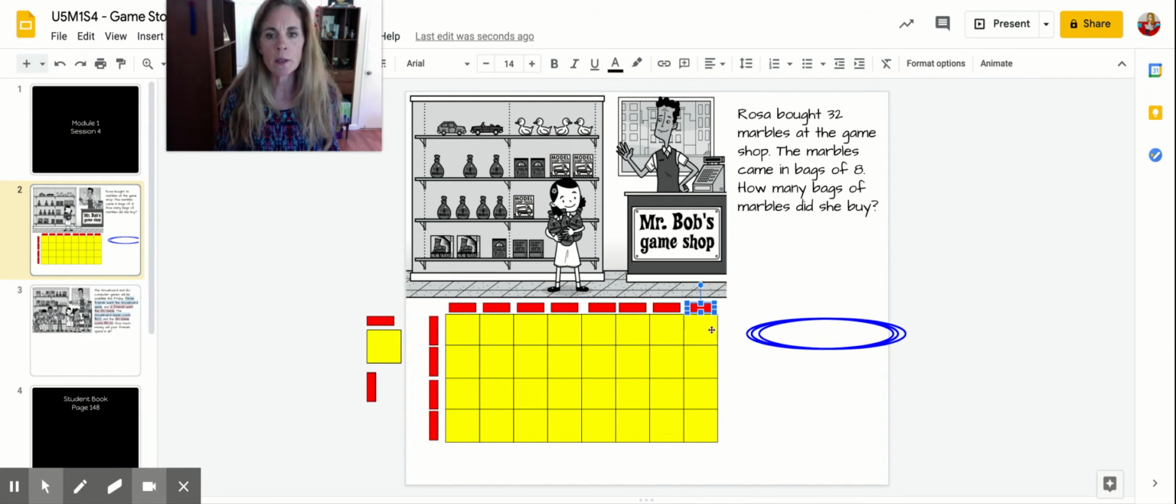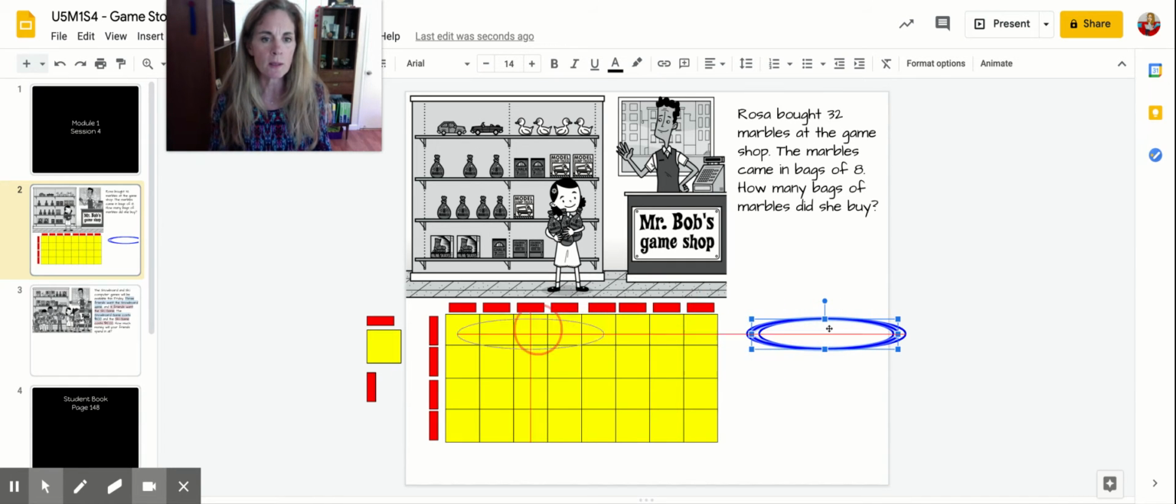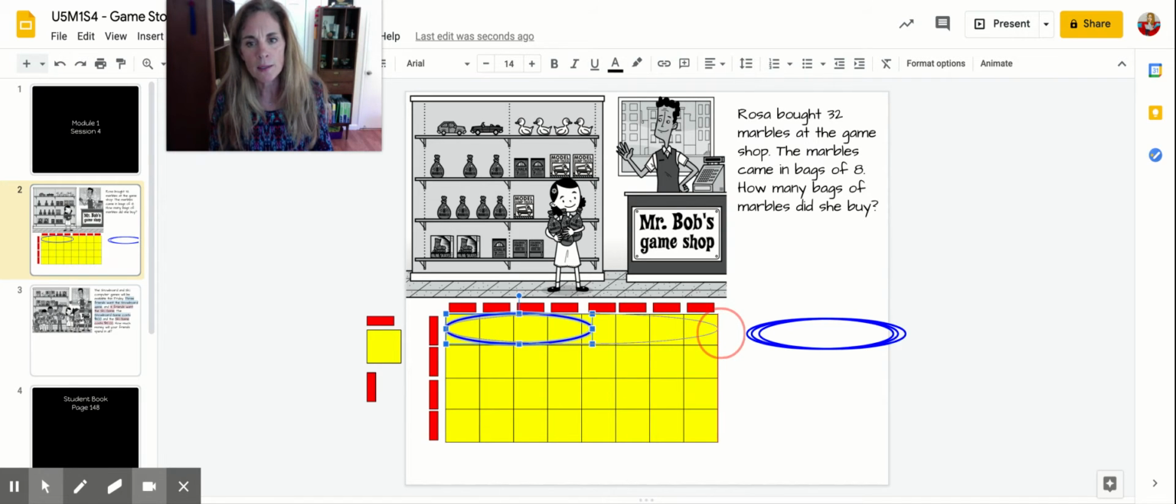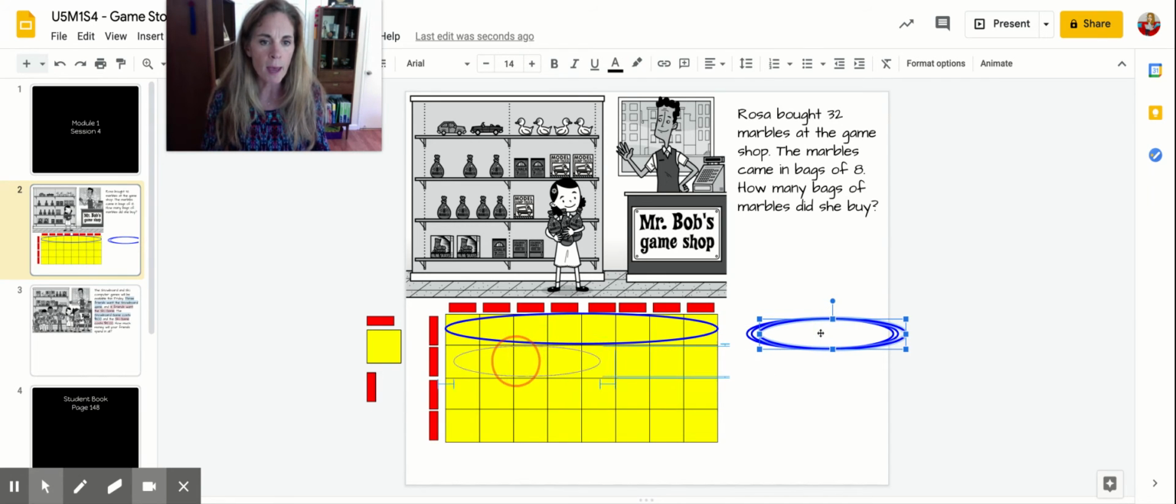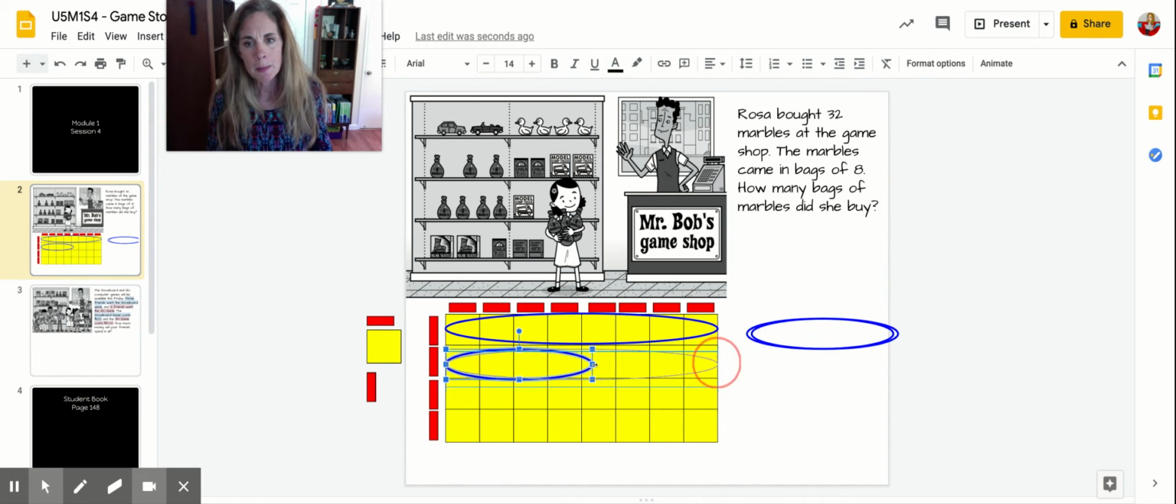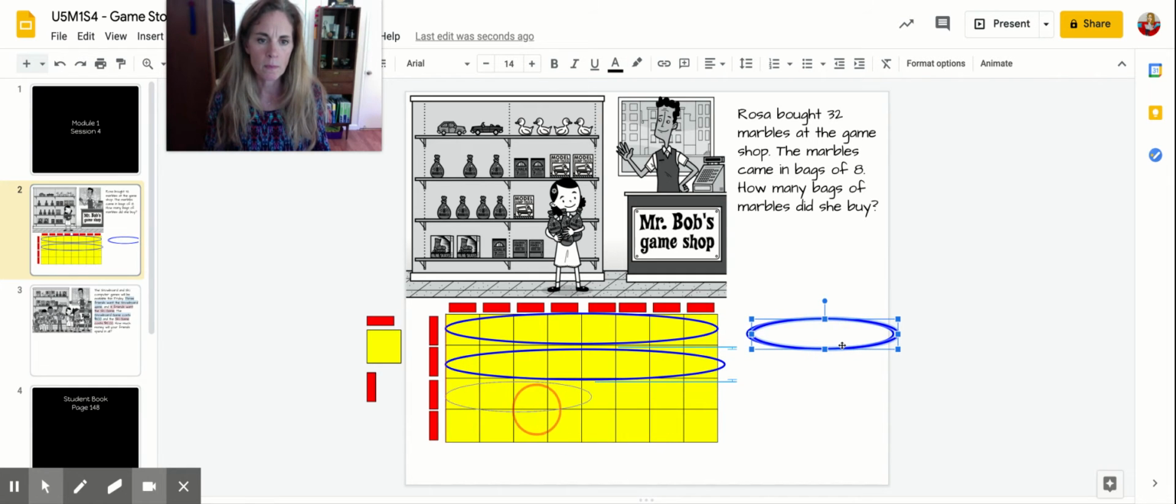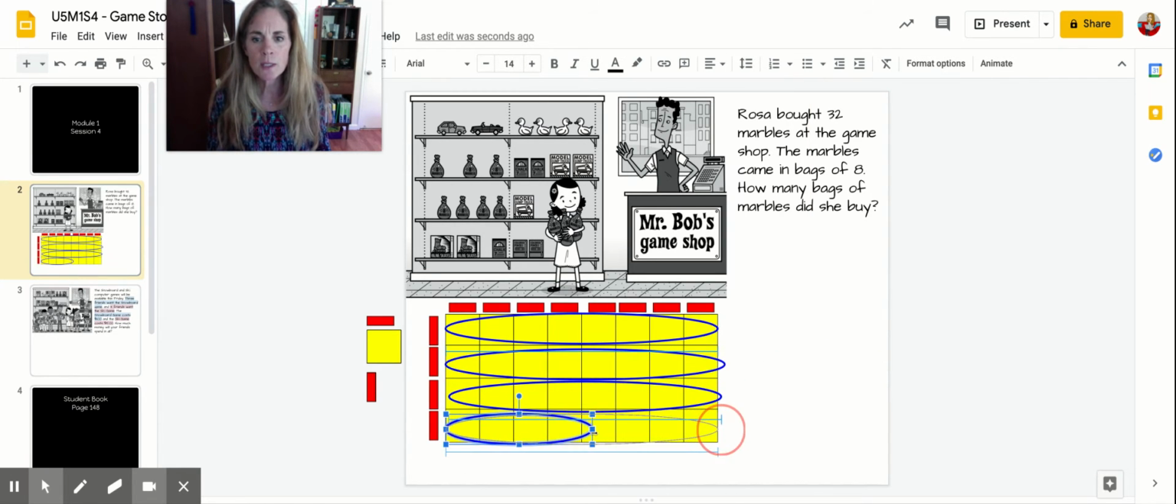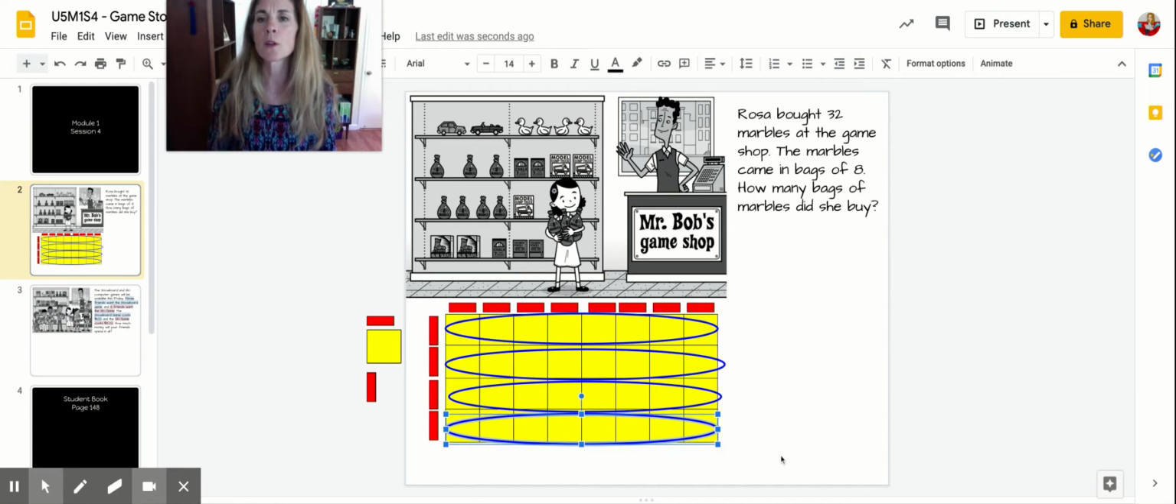Each square going across is 1 marble, and the bags are bags of 8 marbles. So as you can see, if you use these rings to bag them up, if we go all the way across, we can pretend that this blue circle is a bag of marbles. There is 1 bag, 2 bags, 3 bags, and 4 bags.